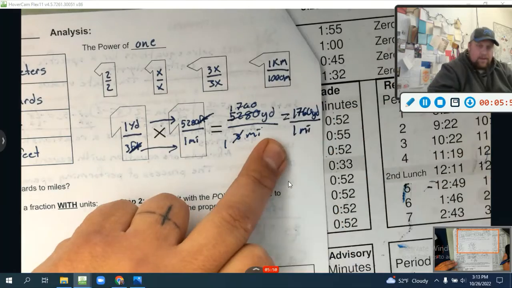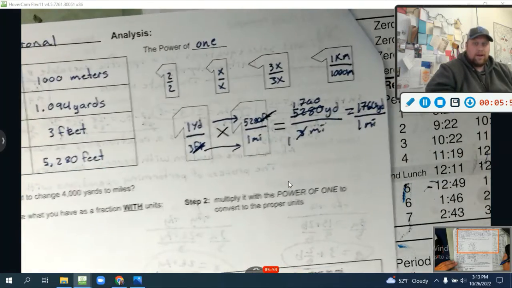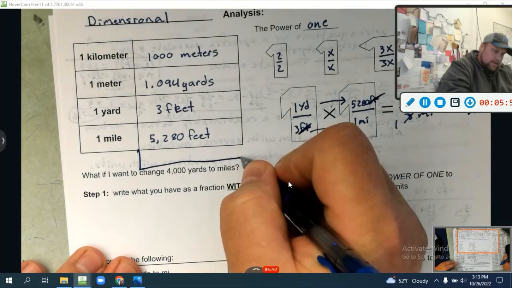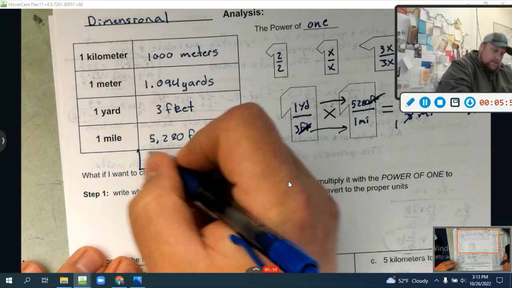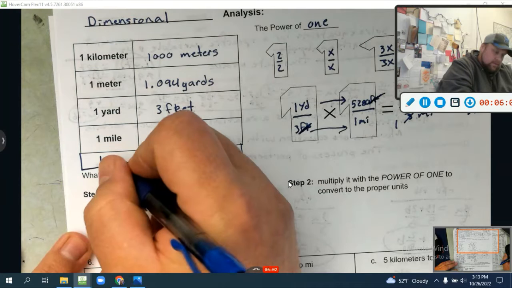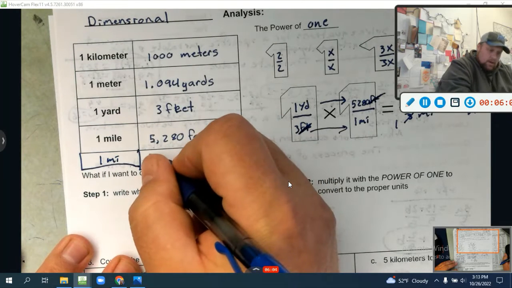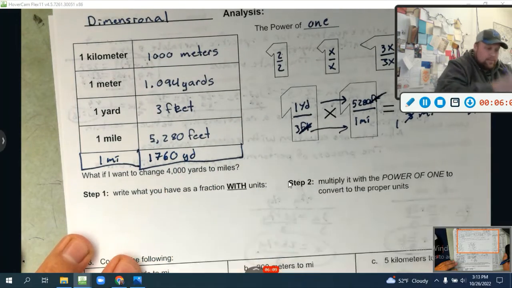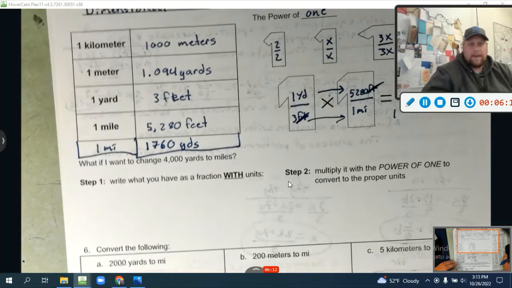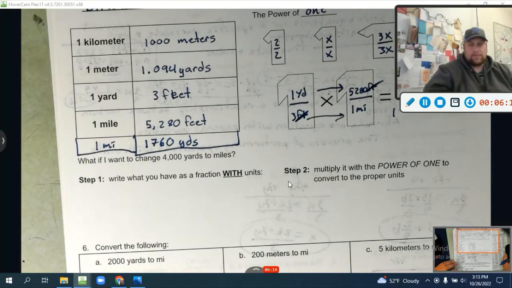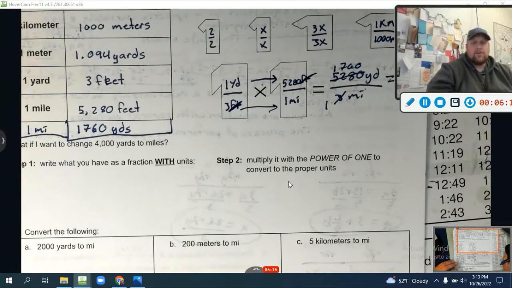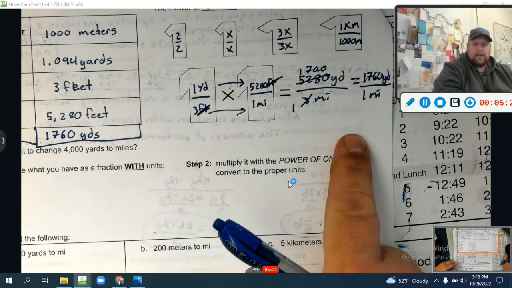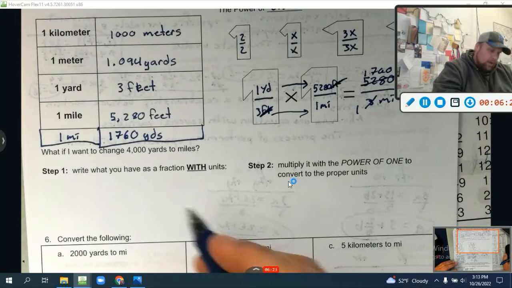That's important to know. I'm going to go over here, and under 1 mile, I'm going to add a little extra box. I know that 1 mile is also equal to 1,760 yards. That's going to help us in the future. In fact, it's going to help us with our next question. This is called unit analysis, guys. It's changing units. And you see me do a little bit right here, but I'm going to show you even more. What if I want to change 4,000 yards to miles?